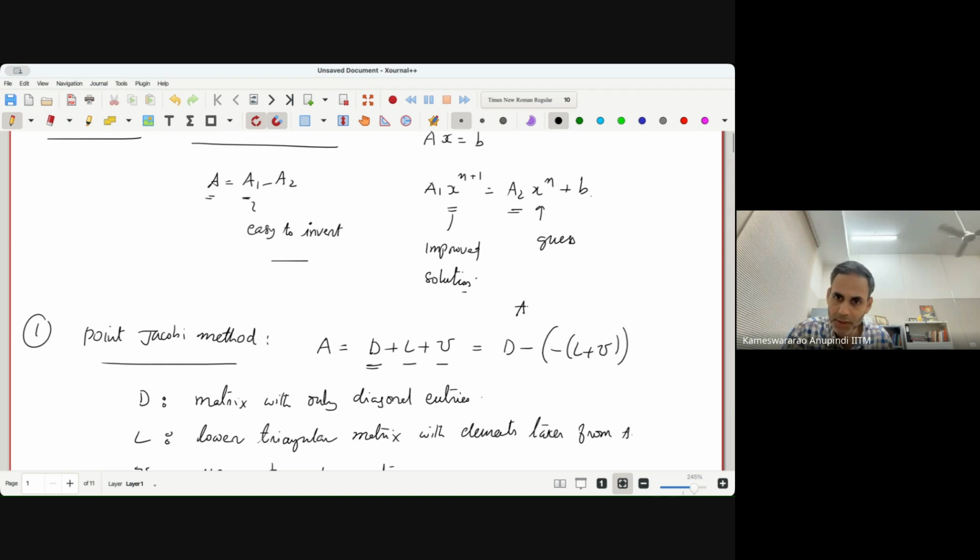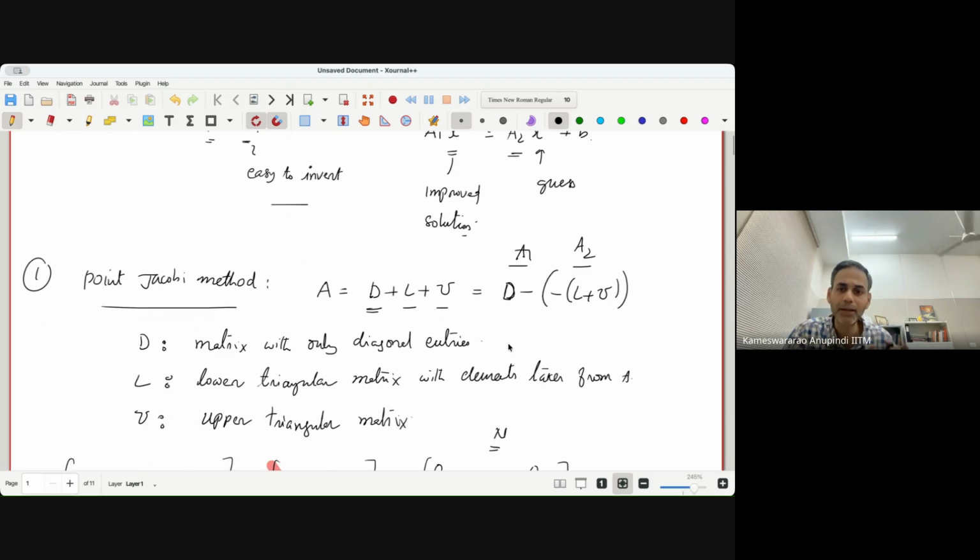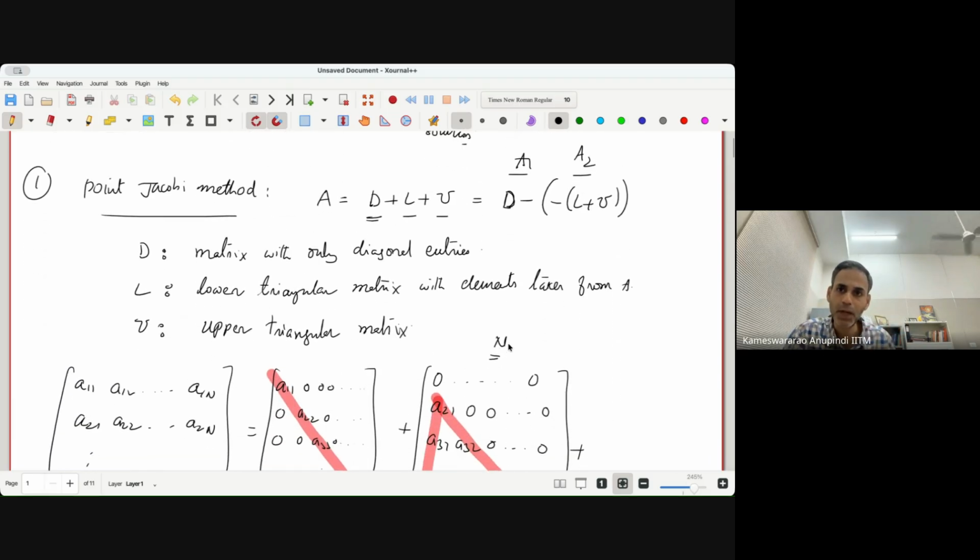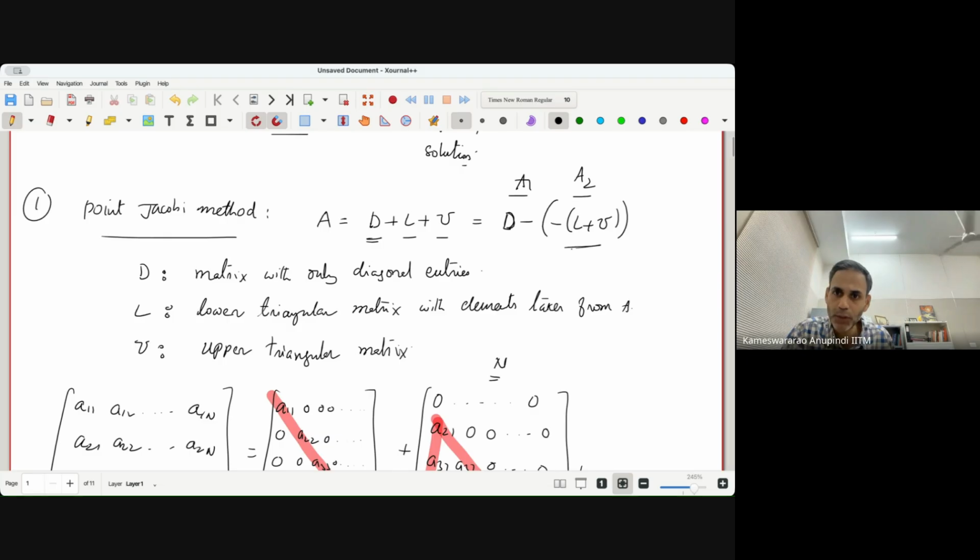Okay, so that means this is A1, this is A2. In the point Jacobi method, we're going to split the A matrix into A1 and A2, and the A1 matrix is going to be simply the diagonal values of the A matrix. The rest of the things are grouped into L plus U in the A2 matrix. So that is the easiest possible split.